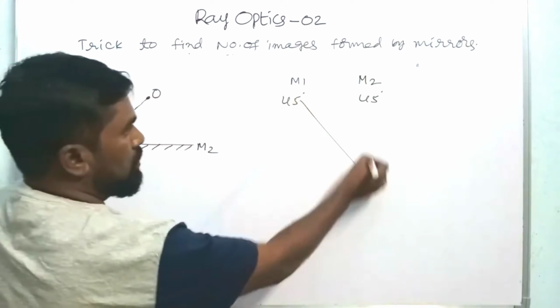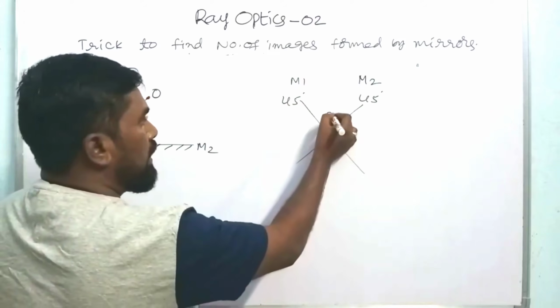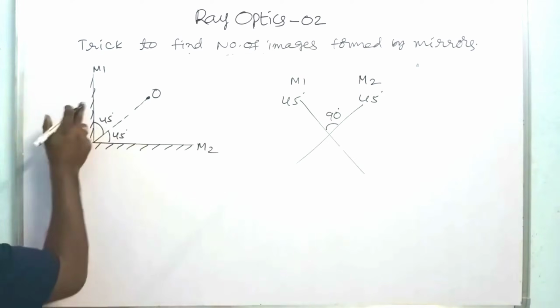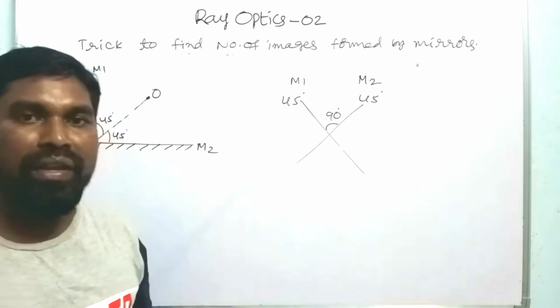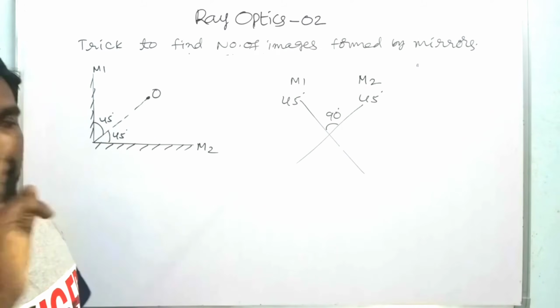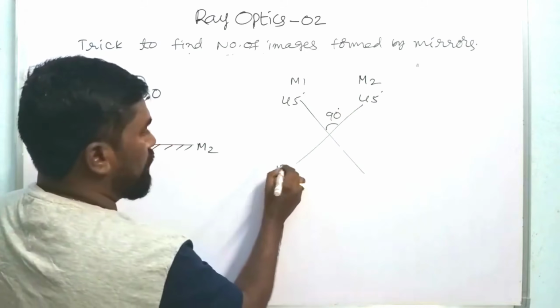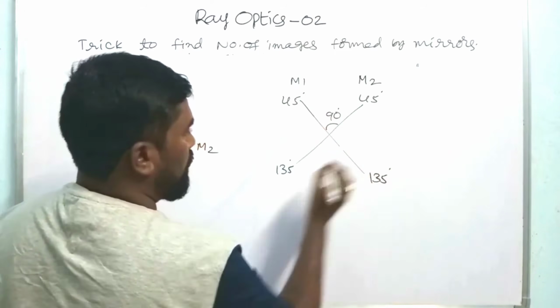Let's crisscross. The total angle between the two mirrors, this one and this one, is 90 degrees. If two mirrors are perpendicular to each other, how many images will be formed? Already we found that it is 3. Let us see: 90 plus 45 is 135, and 90 plus 45 is 135.